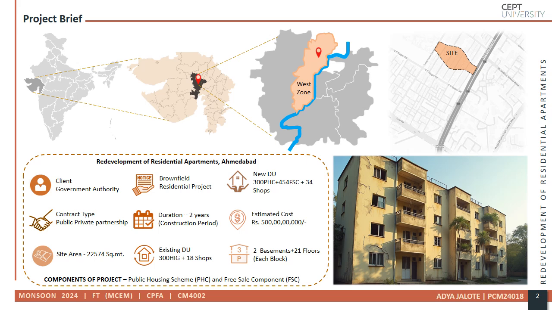The project is structured into two main components. First, the public housing component, which ensures that existing residents are rehoused in upgraded apartments. Second, the free sale component, which helps fund the project by adding 454 marketable flats generating revenue for the developer. This structure ensures both financial feasibility and social responsibility with an estimated project cost of 500 crore and a construction timeline of 2 years.